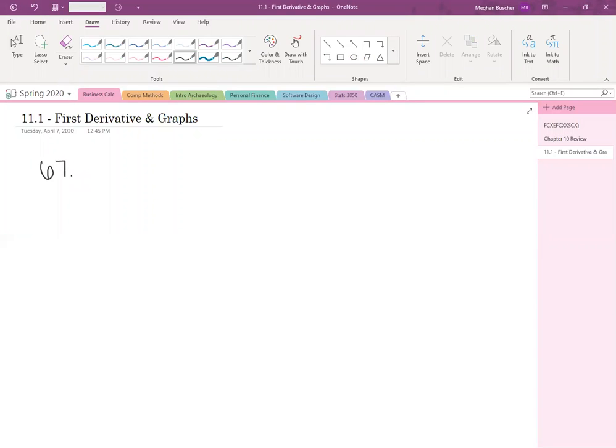Problem 67. So we are given the following information. f of -1 equals 2, f of 0 equals 0, and f of 1 equals -2. So this is just straightforward function values, plotting points, nothing special here.